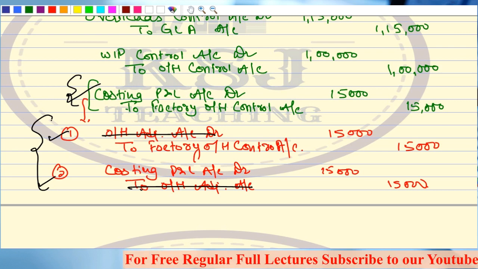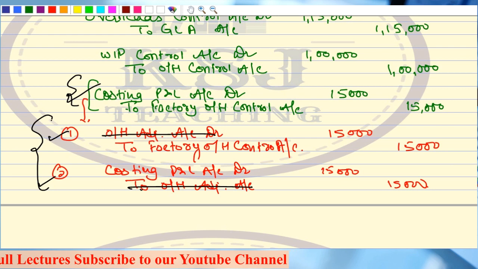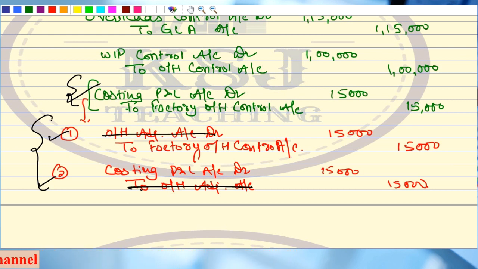Now the question that we are going to do specifically says that you have to prepare the overhead adjustment account, so we will treat it accordingly. That means we have to post these two entries regarding the under and over absorption.